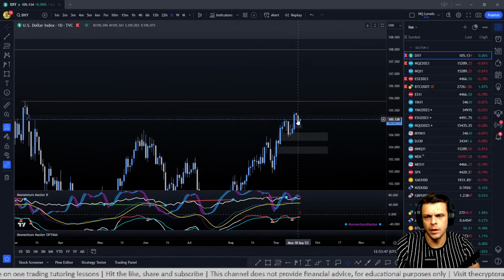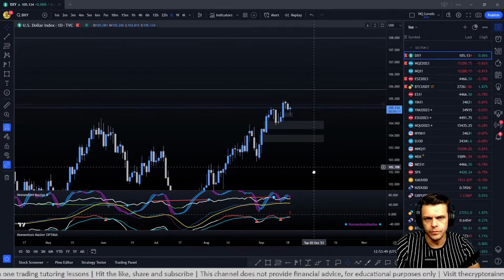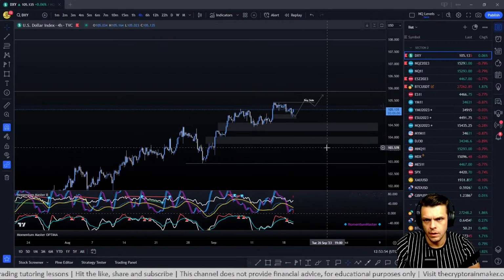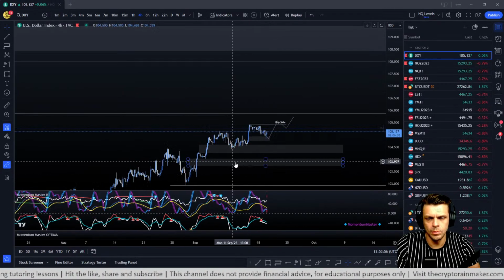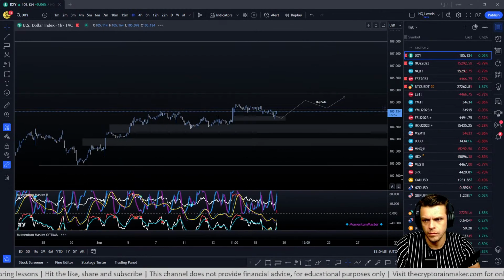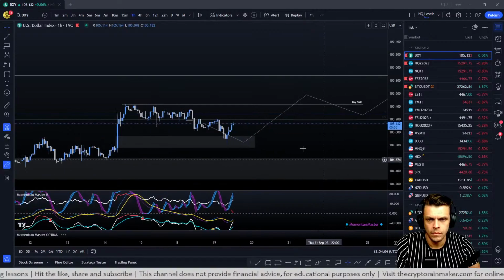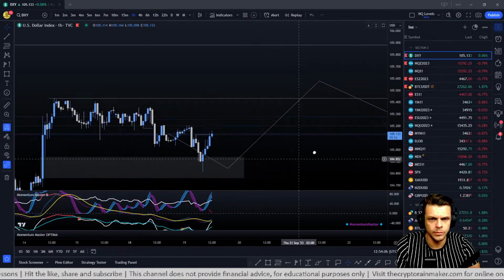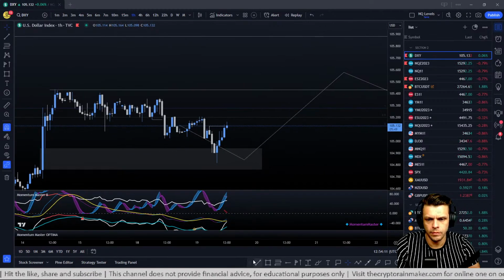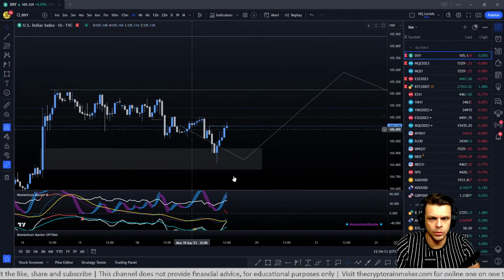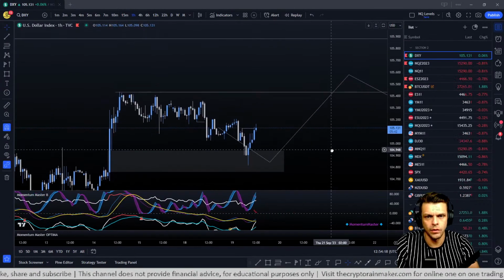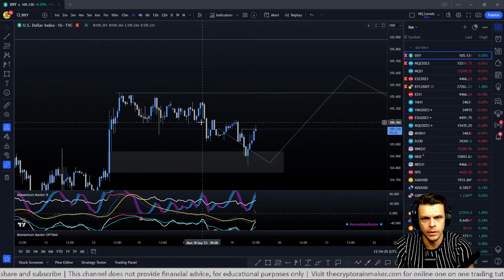Alright, just pushed through it, then came back. Okay, so the 4 hour wants to make a push towards the buy side liquidity, it seems. Let's see what the 1 hour is doing. Okay, so we have a liquidity pool right there. Just gonna remove the lines for the volume imbalance. We know that it's there.